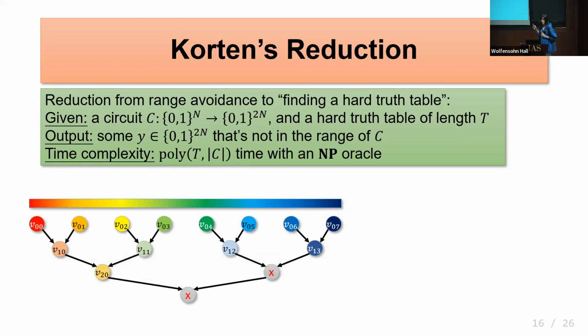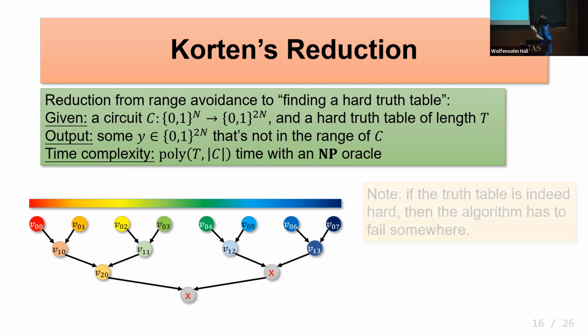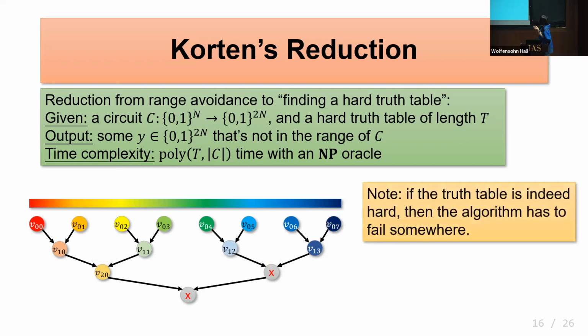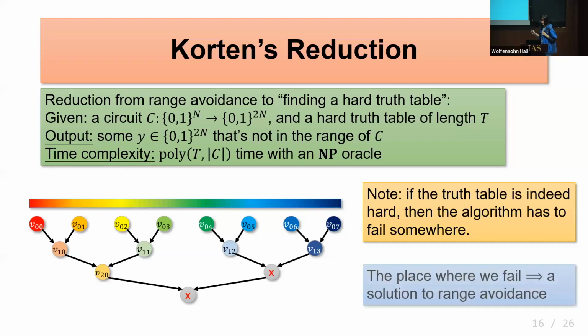Now we have this reduction. The process has to fail somewhere because we are provided with a hard truth table. If the process didn't fail, then the truth table is easy. And the place where we fail will give you a solution to the range avoidance problem.